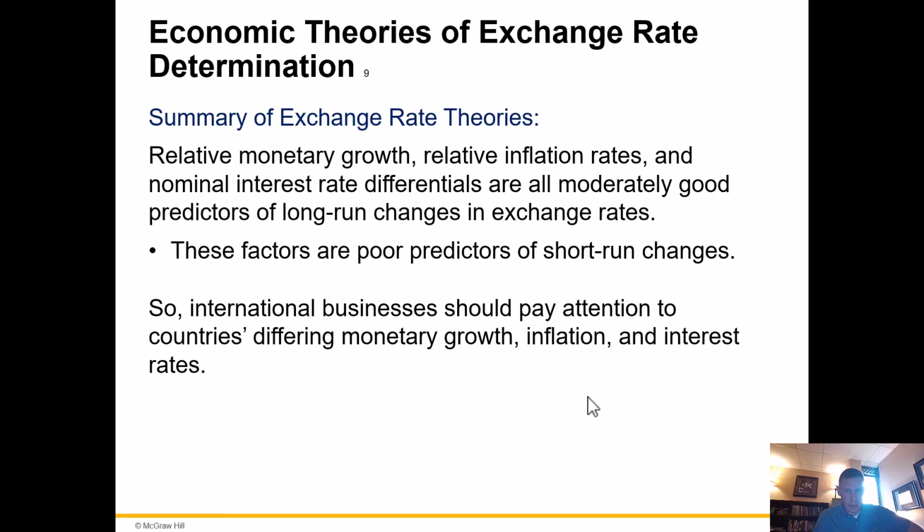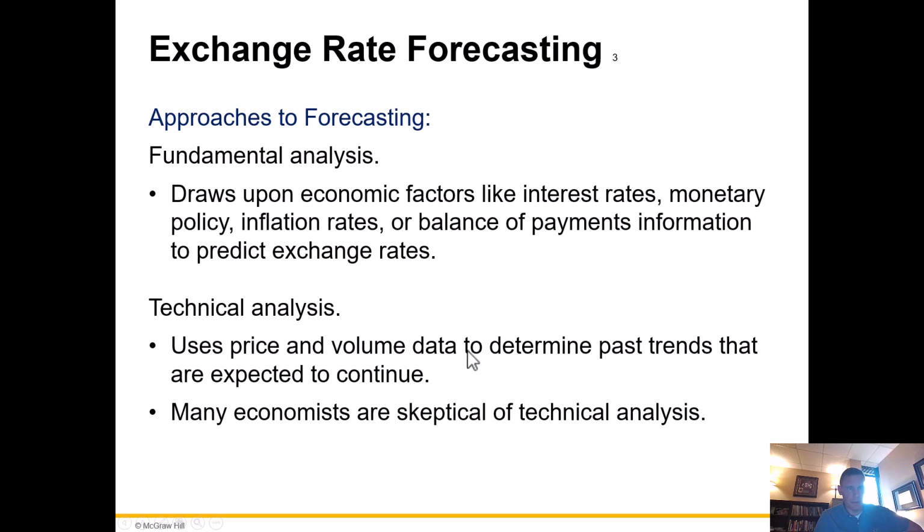So relative money growth, relative inflation rates, and nominal interest rate differentials are all moderately good predictors of long-run changes in exchange rates. These factors, however, are poor predictors of short-run changes. So international businesses should pay attention to countries' differing monetary growth, inflation, and interest rates. And as I said before, most of these big companies have whole departments that are focused on this. With regard to forecasting, what might these rates do over time and how far out?